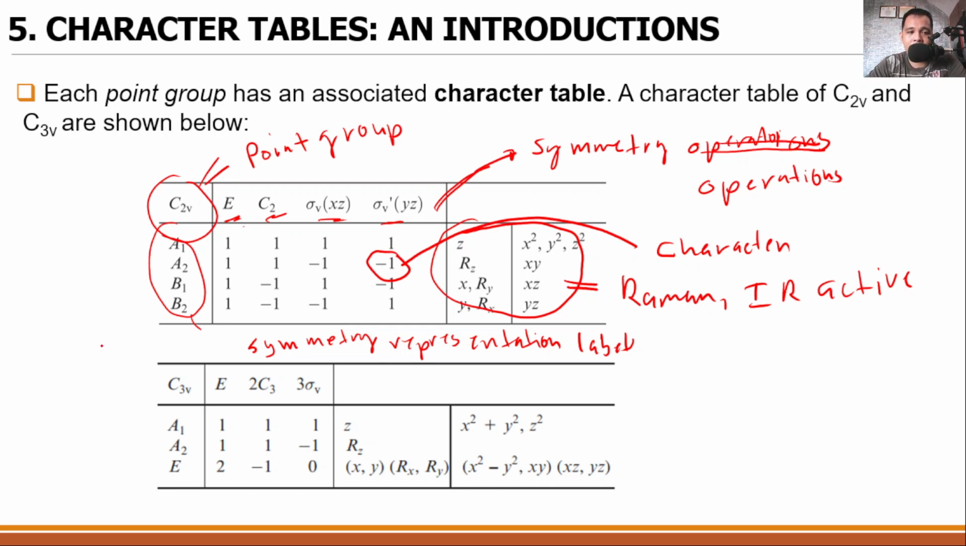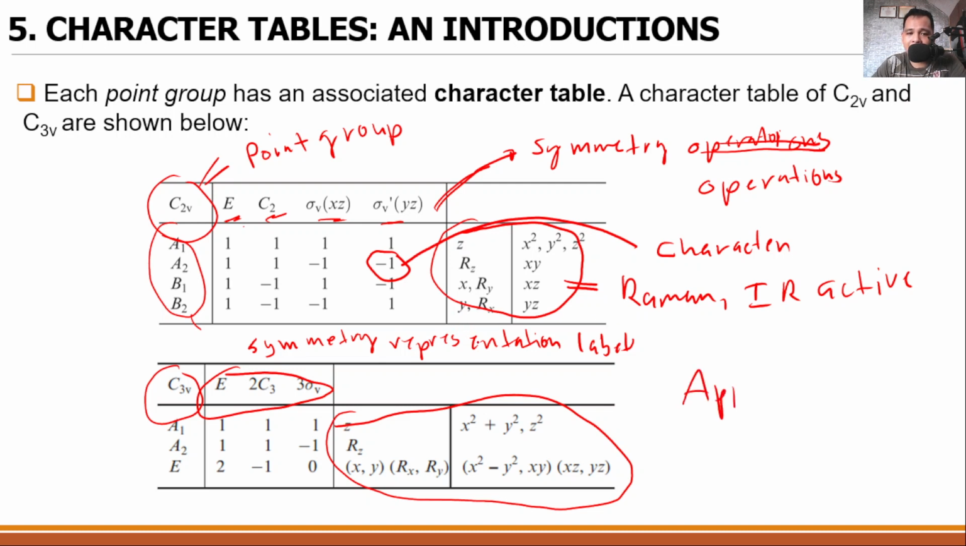Also, here is C3v. These are the operations performed for that, and these are the IR active and Raman active elements. That is something you will appreciate in the next lecture video. I just introduced it. You will find these in the appendices of your inorganic chemistry books. There are actually many point groups like that.